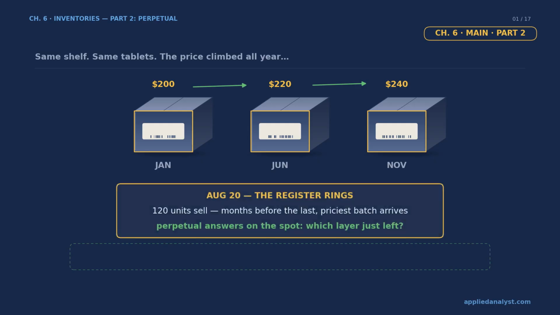Watch the register. It's August 20th, and 120 tablets fly off the shelf in a single sale, months before the last, priciest batch even arrives. Part 1's periodic method just shrugged and waited for year-end.